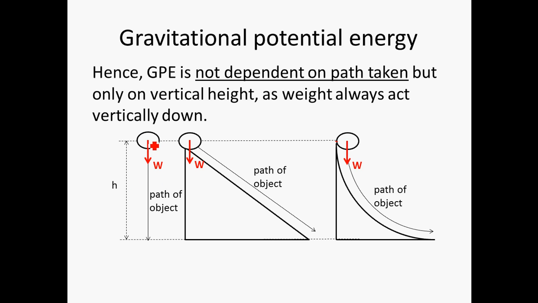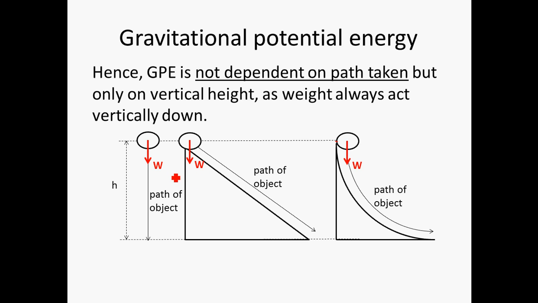So let's say you drop an object from the same height. In the first case, you drop it vertically down. In the second case, you drop it down a ramp. In the third case, you drop it down a curved ramp. So this first object falls vertically down. The second one goes down the side of the ramp. And in the third case, it goes down the curved side of the ramp. In all three cases, the work done by the weight is the same. Hence, the GPE is the same.